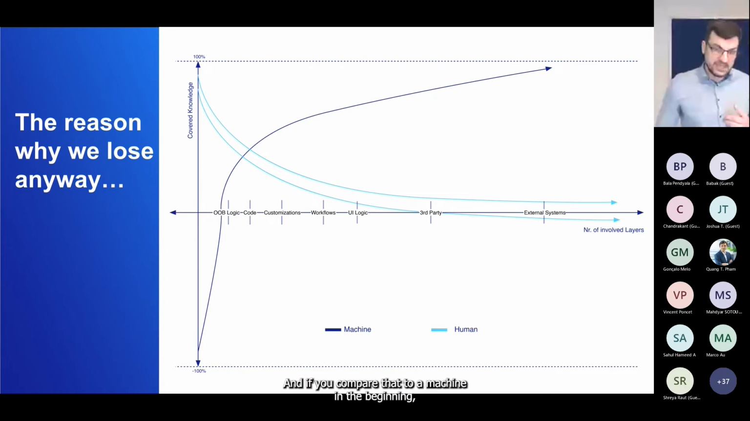And if you compare that to a machine in the beginning, it's very hard for a machine to understand what's going on in the system because there's not enough information. But as the whole system is getting bigger, more layers are involved, the logic is distributed, whatever, you can understand what's going on. And we have tested that in many different use cases here. At the end, of course, the machine, or actually our code analytics engine, or the whole analytics engine, understands the system much better than you do. And this is why we say, hey, okay, this is a very useful thing.